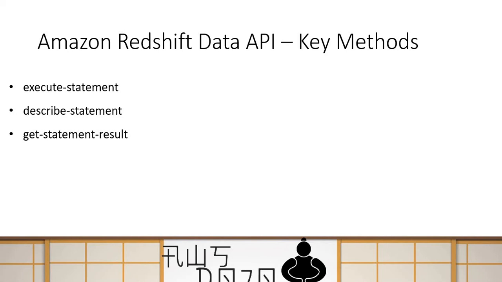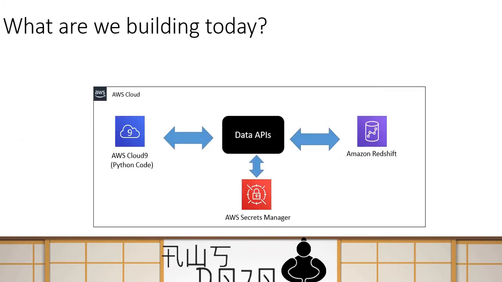Having understood these fundamentals, this is what we are going to do. We are going to launch a Redshift cluster here, and then we will configure the credentials of the Redshift cluster into a Secrets Manager secret. And then we will write a client application in Cloud9 using Python, which will use the Data API to talk to Redshift. So this is what we are going to do.